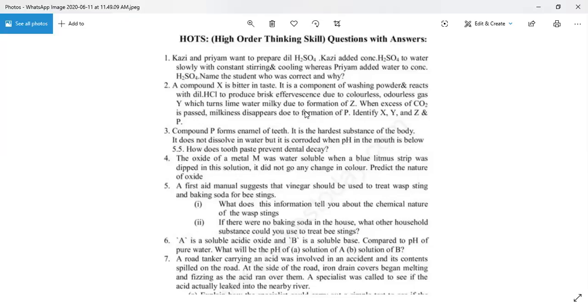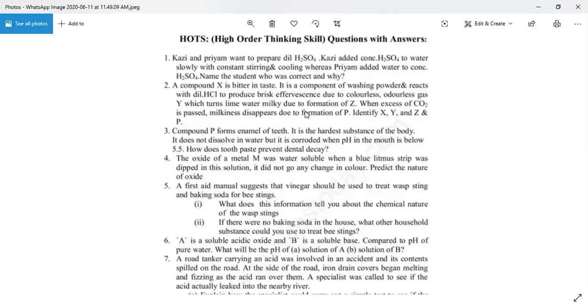Okay. Now, Tanya, next question. Compound X is bitter in taste. It is a component of washing powder and reacts with dilute hydrochloric acid to produce brisk effervescence due to colorless, odorless gas Y, which turns lime water milky due to formation of Z. When excess carbon dioxide is passed, milkiness disappears due to formation of P. Identify X, Y, Z, and P.